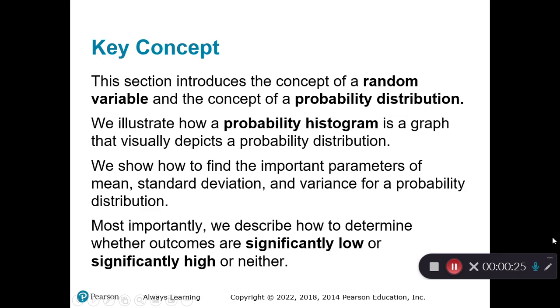First, we introduce the concept of a random variable and of a probability distribution. Then we'll see how we can visually represent a probability distribution by means of a probability histogram. We'll also look at how to calculate the mean, standard deviation, and variance for a probability distribution. And last, we'll look at how to determine whether certain outcomes are to be expected or whether they are so unexpected that we consider them to be significant, either low or high.